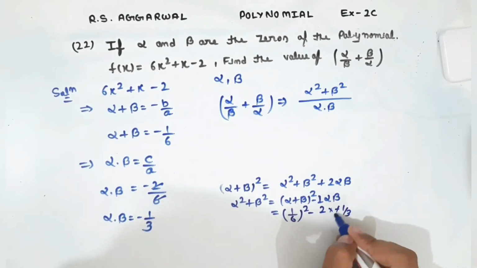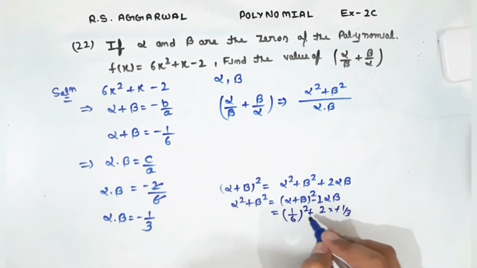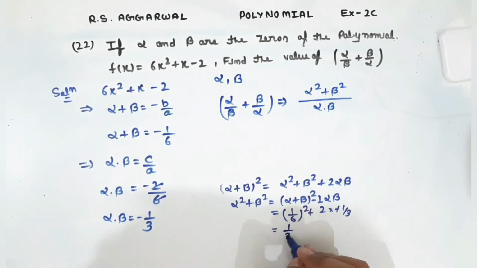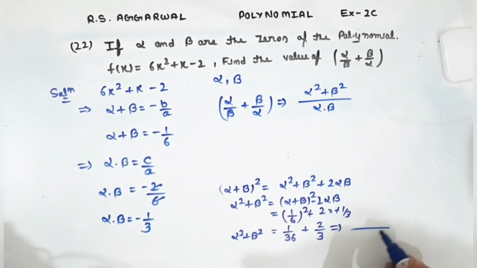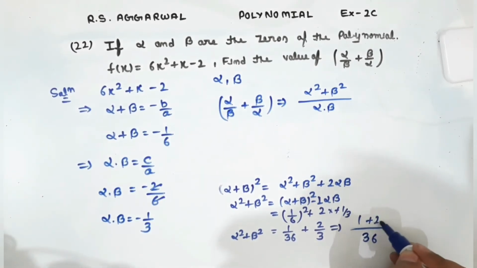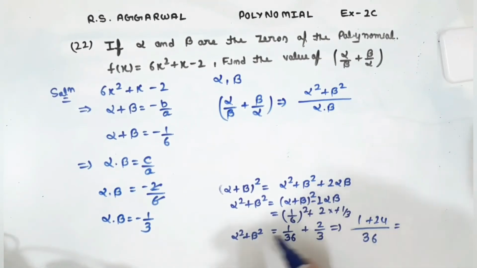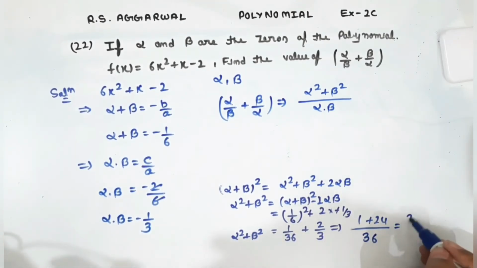So this sign minus will be cancelled out and this will become plus. So 1 upon 36 plus 2 upon 3. So from here LCM will be 36 and this will be 1 and this will be 24. So our value of alpha square plus beta square will be 25 upon 36.